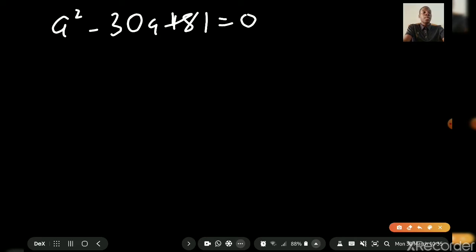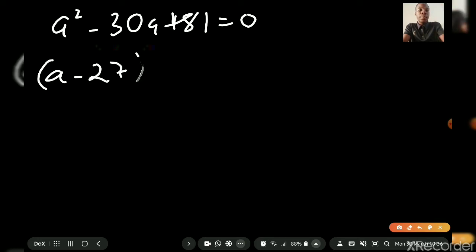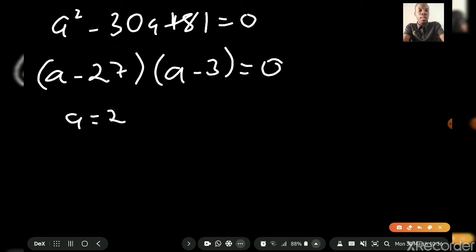So if I have a squared minus 30a plus 81 is equal to 0, I'm just going to look for the factors of 81 that, when I add, give me negative 30. So it means negative 3 and what? Negative 27. So we can say (a minus 27)(a minus 3) is equal to 0. So a is equal to 27, or a is equal to 3.